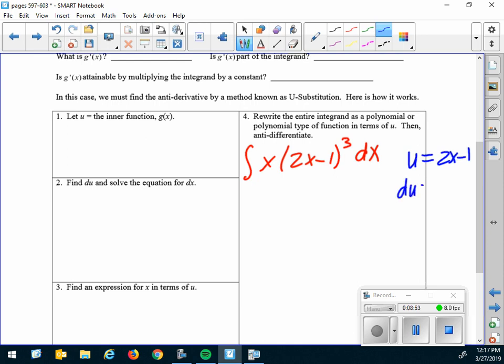So what is du? 2 dx, good. Do I need to put anything else into my integral? I got to have a 2.